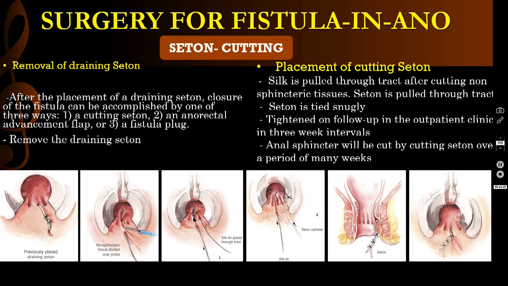So the probe is there, then you have to cut it like a fistulotomy, but only the mucosa you have to cut. Don't cut the muscular layer. That means cutting only the non-sphincteric tissue. Then the Seton is pulled through the tract. Tie the silk thread first, pull the silk thread, then tie a Seton to the silk thread and pull the Seton also. Then we have to tie the Seton snugly like this.